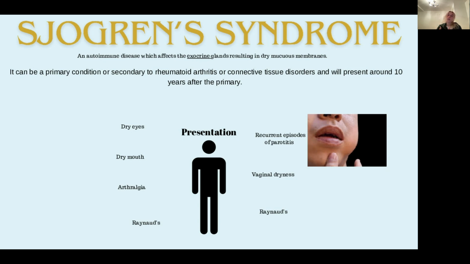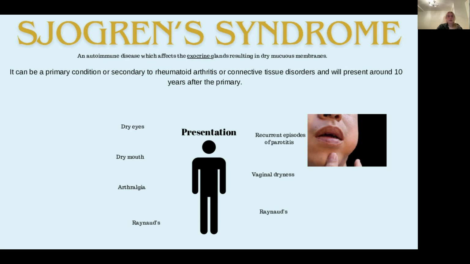You can also get arthralgia, so painful joints in Sjögren's as well. Raynaud's disease and recurrent episodes of parotitis. So the parotid salivary gland can get infected due to the Sjögren's. The Sjögren's puts you at increased risk of infection. So for patients that are repeatedly coming back with this issue, we should screen them for the other symptoms when we talk to them and then think about a possible diagnosis of Sjögren's.